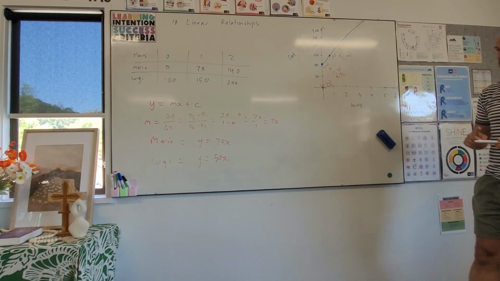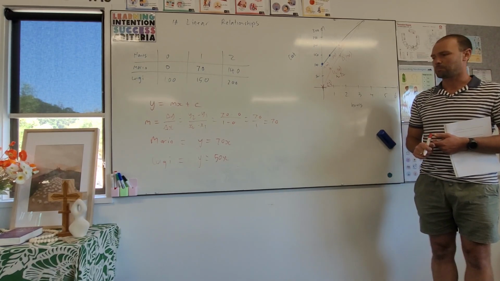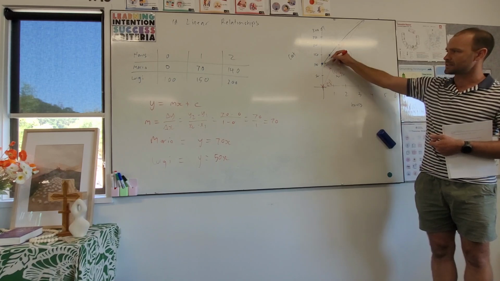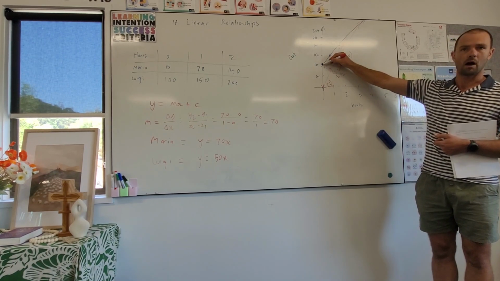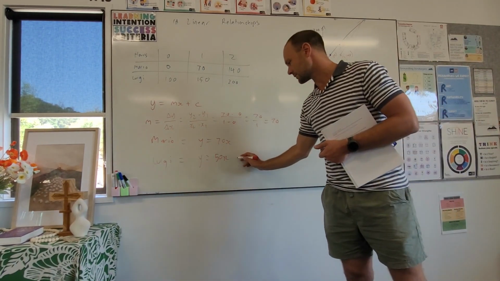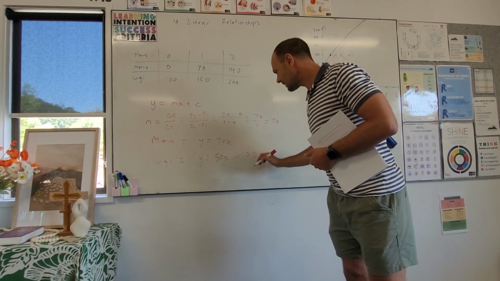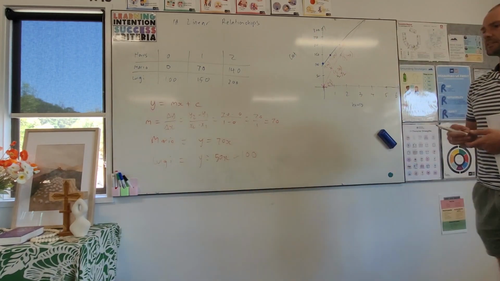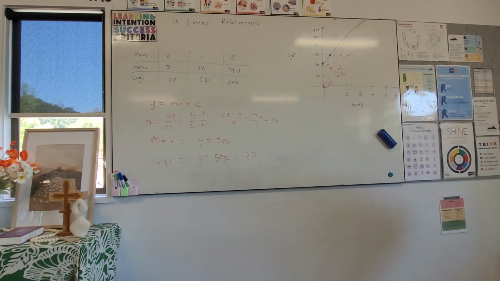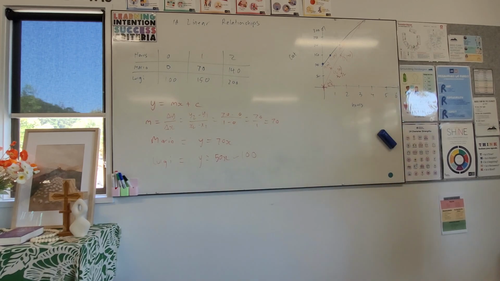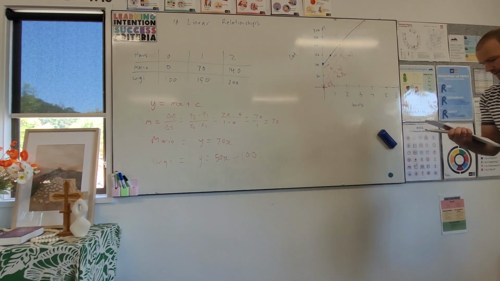So for Luigi we have 50x plus c, and his y-intercept is 100. That's where it crosses the y-axis. So we have 2 equations here that describe the cost for Mario and for Luigi. Alright, so that's part B.